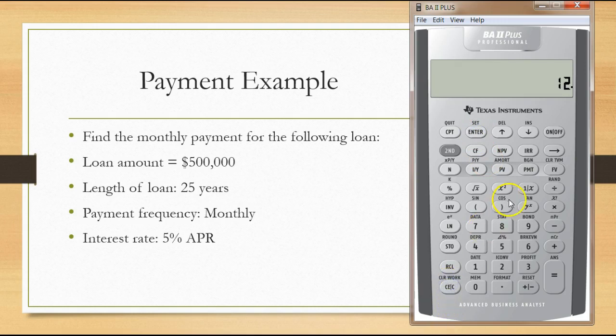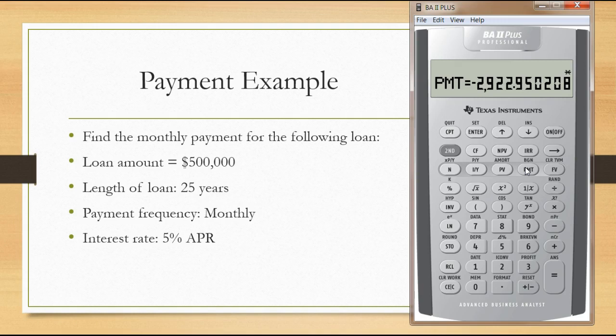Okay. Again, we have $500,000 in our present value. That's our loan amount. We have 0 in our future value. Okay. We come back over here, we press compute PMT, and there we go. We get the same answer, $2,922.95. That would be the payment for our loan.